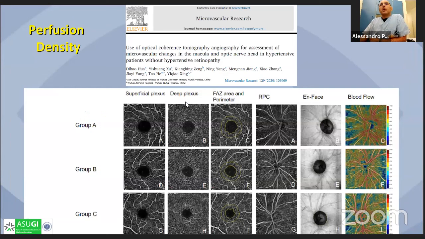And not only that, we can also find alterations of the foveal avascular zone in patients with high blood pressure. And these are patients at the very beginning of the natural history of the hypertension. And as we go forward with the years of follow-up, the patients that have had hypertension for more years have a larger foveal avascular zone associated with altered blood flow around the optic disc.